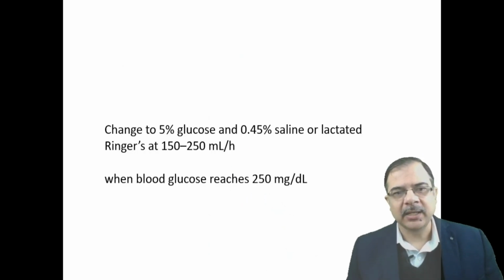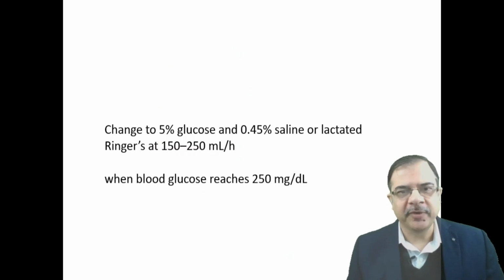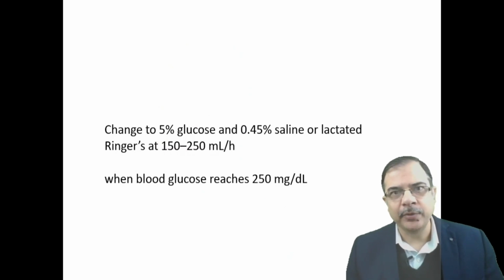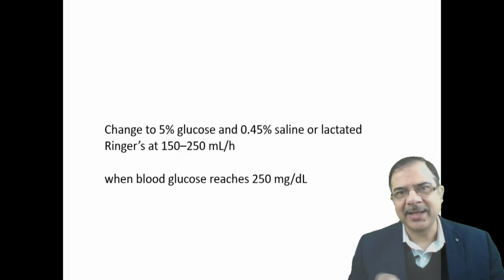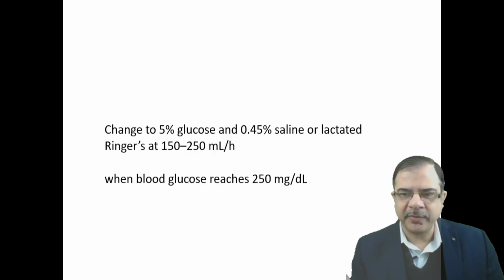Then once the blood sugar level reaches 250, we change the IV fluid to 5% glucose with half normal saline or Ringer lactate, and the rate will be 150 to 250 ml per hour. We give 5% glucose because we want to prevent starvation, and 0.45% saline by V shift because we want to prevent the development of cerebral edema. So they will be started as soon as the blood glucose reaches 250 or below.